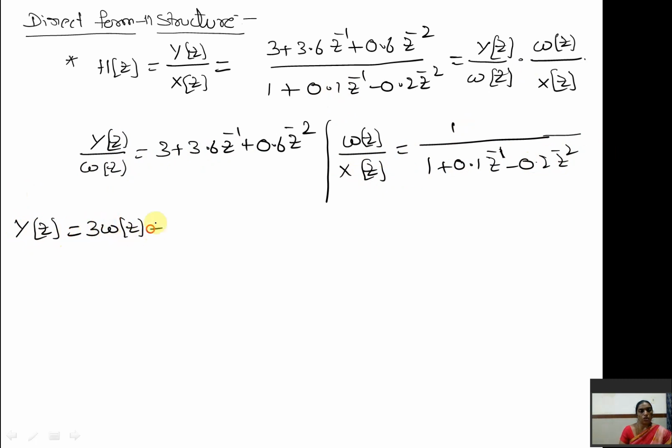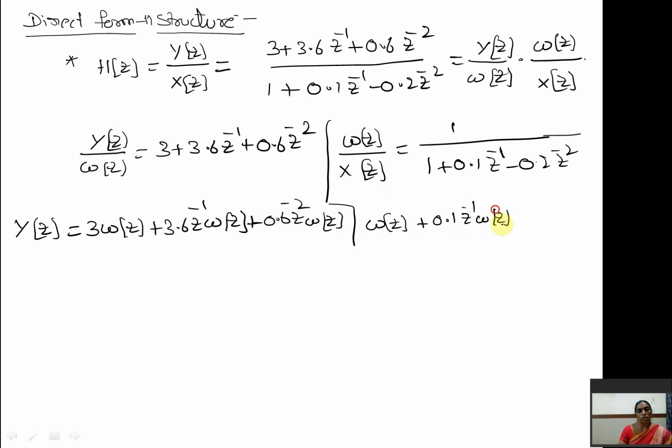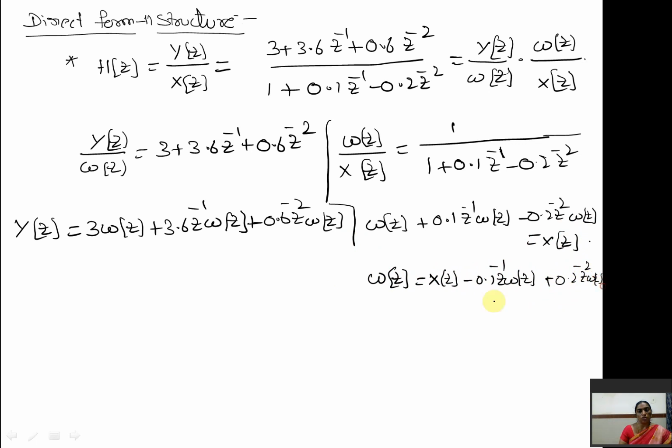Now from this, firstly write the equation for Y of z: 3 into W of z plus 3.6 z inverse W of z plus 0.6 z power minus 2 W of z. And W of z plus 0.1 z inverse W of z minus 0.2 z power minus 2 W of z is equal to X of z. So the equation for W of z is X of z minus 0.1 z inverse W of z plus 0.2 z power minus 2 W of z. These two equations are realized using the direct form 2 structure in this way.